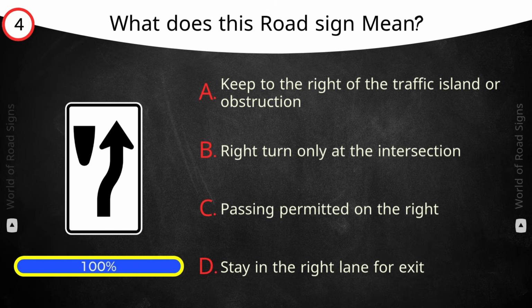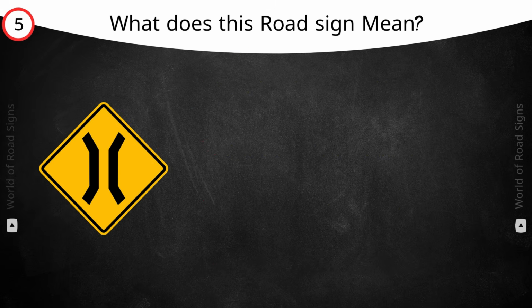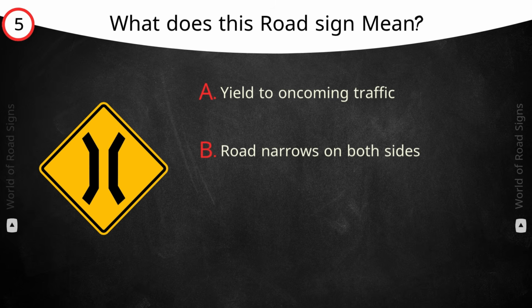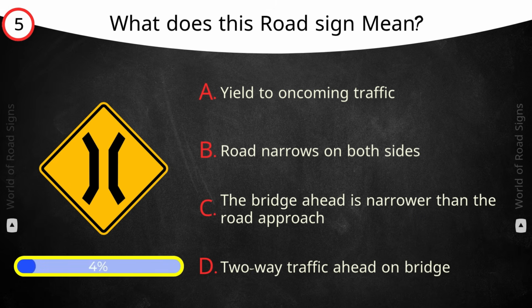Well done if you picked option A. Keep to the right of the traffic island or obstruction. Question 5. Do you know the meaning of this sign? A. Yield to oncoming traffic. B. Road narrows on both sides. C. The bridge ahead is narrower than the road approach. D. Two-way traffic ahead on bridge.